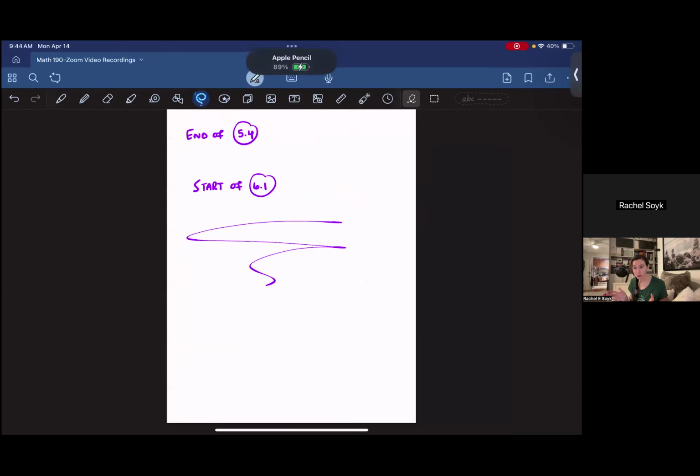I hope that this was helpful. Feel free to go back and rewind if I was going a little too fast, but I highly recommend trying out those additional workbook problems from this section, and then you can also go ahead and do your online homework.